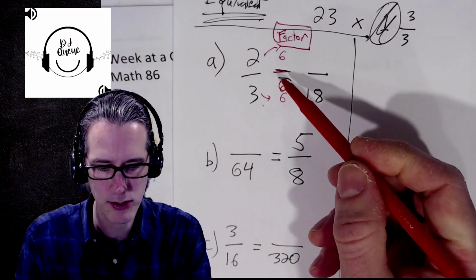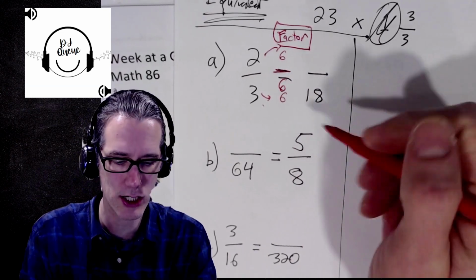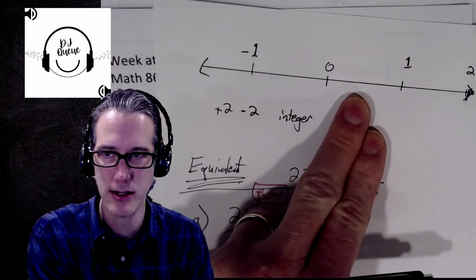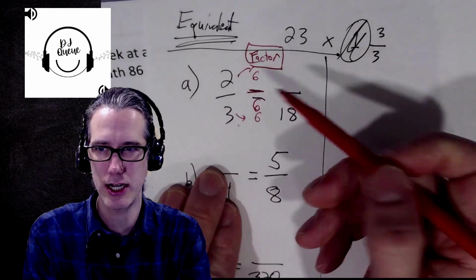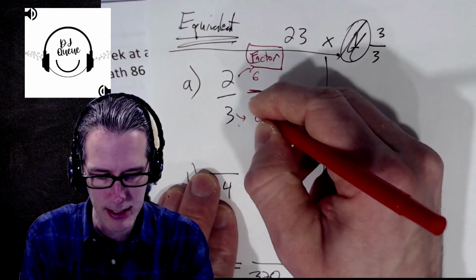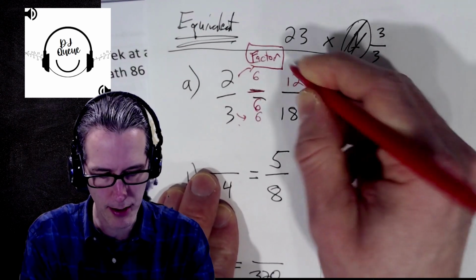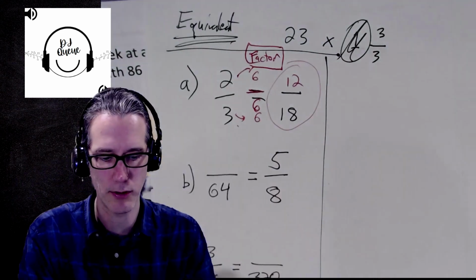Really, that's what you're doing. And what that means is that you're not actually changing the value, its place on the number line. Instead, you're just changing what form it looks like. So you times top and bottom by 6, you get 18 on the bottom, and you get 12 on the top. So your equivalent fraction is 12/18.